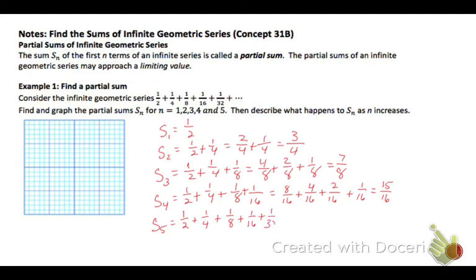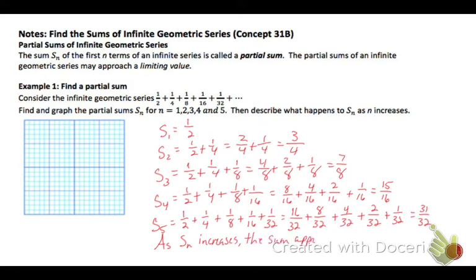Now the sum of the first five terms, using a common denominator of 32, you can probably guess, will give us 31/32. That pattern will continue and continue, breaking it down into smaller and smaller bits and getting closer and closer to 1. So we say that S sub n approaches 1. And since it's approaching 1, the sum of this infinite geometric series is 1.